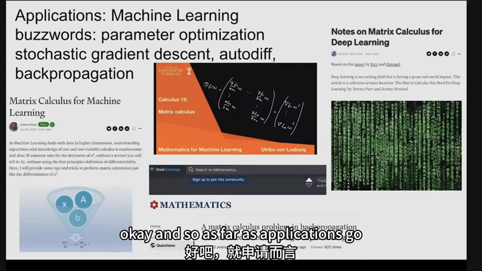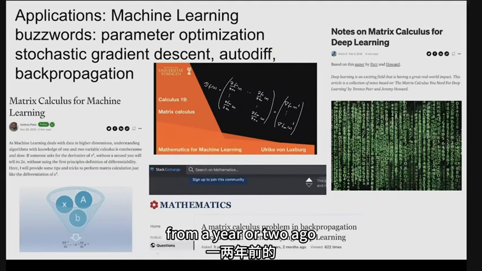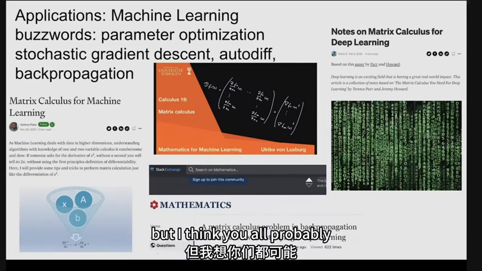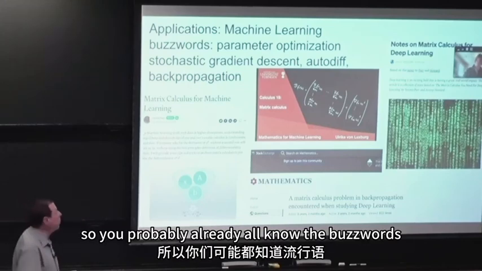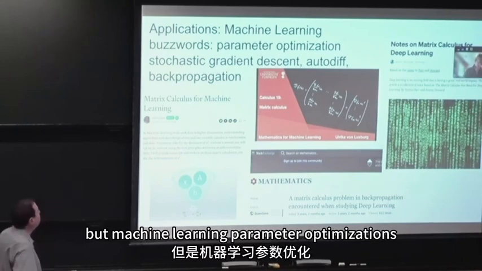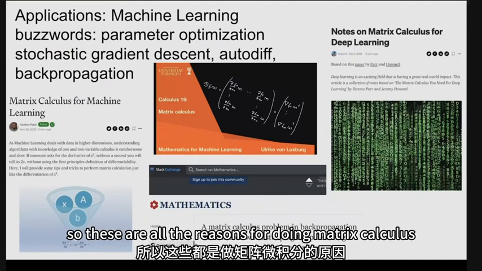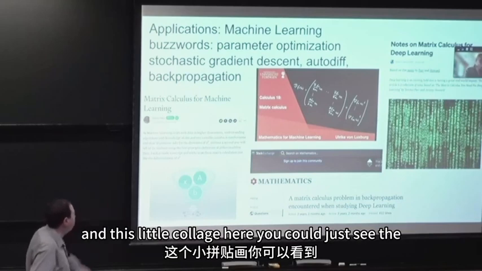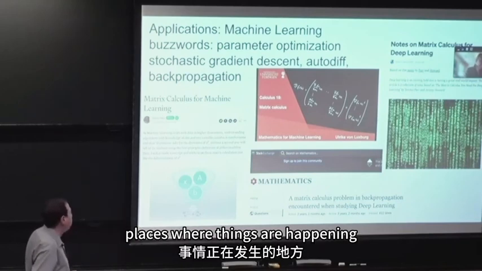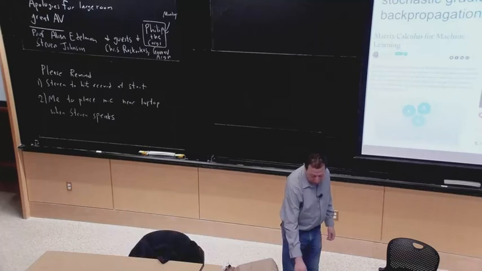Okay? And so as far as applications go, this is a bit of a collage that Steven put together a year or two ago. You could just look at this yourself, but I think you're all here for some reason, so you probably already know the buzzwords: machine learning, parameter optimization, stochastic gradient descent, automatic differentiation, backpropagation. These are all reasons for doing matrix calculus. In this little collage, you can see the places where things are happening in various parts of the web.